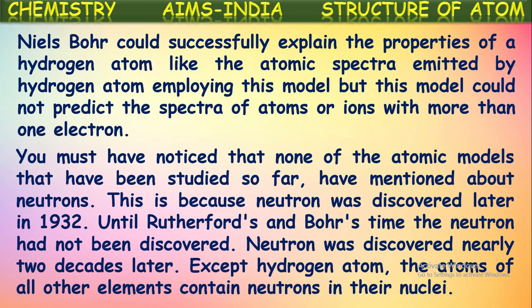This is because the neutron was discovered later, in 1932. It was discovered so far later. Until Rutherford's and Bohr's time, the neutron had not been discovered. While they were giving their atomic models, neutrons were not yet discovered. Neutron was discovered nearly 2 decades later, isn't it? Bohr's theory was given in 1913, whereas the neutron was discovered in 1932 by Chadwick. Till then, they did not discuss the presence of neutrons in the nucleus. They knew that only protons are present inside the atom, and the total mass is because of these protons, because the electron's mass was known to be negligible.